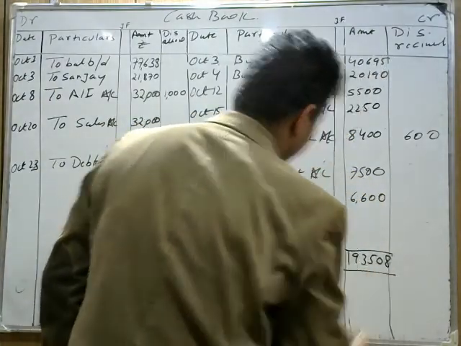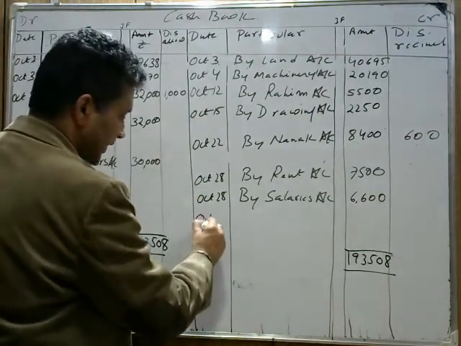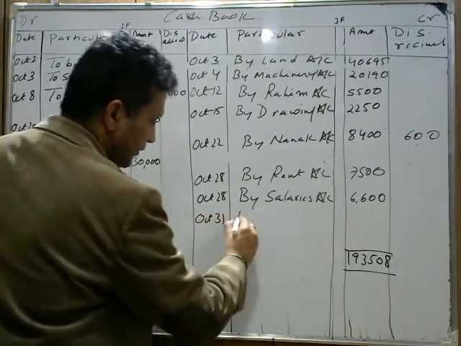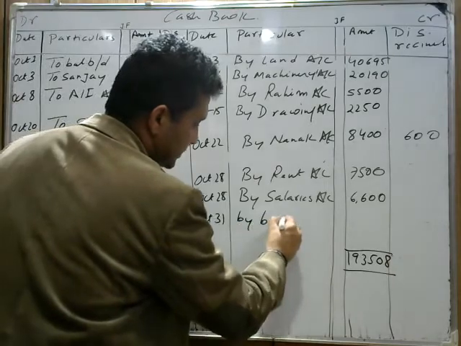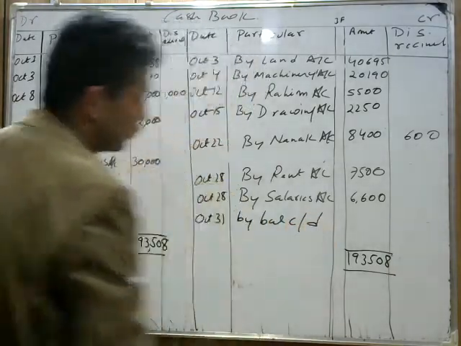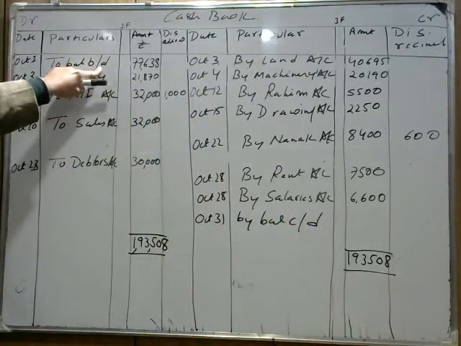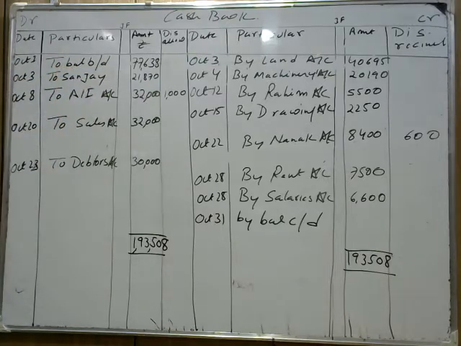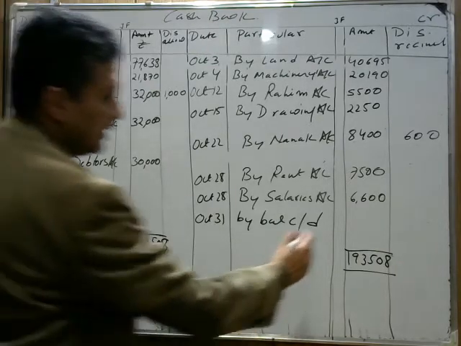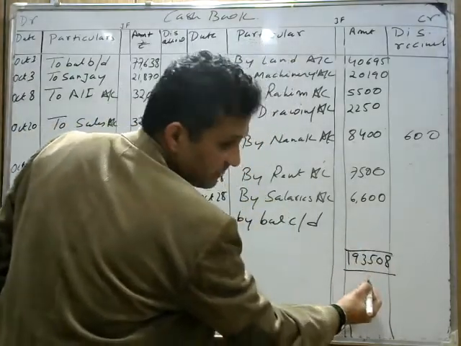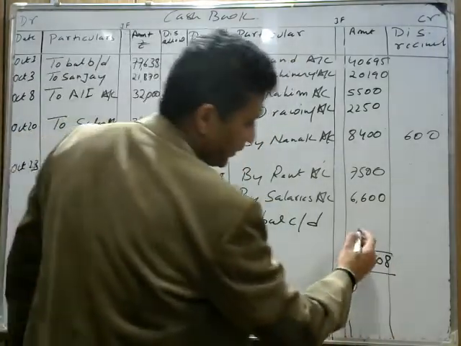1,93,508. So October 31st, the last date of October, we write by balance closed down. CD means closed down. BD means brought down. Closed down means how much money is left with us on October 31st. So how will we check it? We take a close over here.